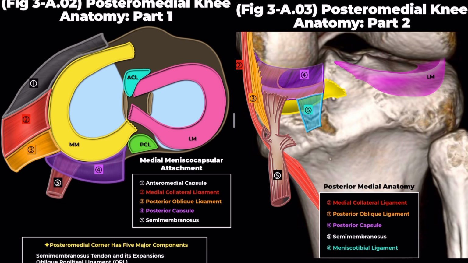The posteromedial corner of the knee is bounded by the posterior margin of the superficial medial collateral ligament and the medial border of the posterior cruciate ligament. Posteromedial corner injuries have been implicated in knee instability, including anteromedial rotatory instability and genu recurvatum instability.